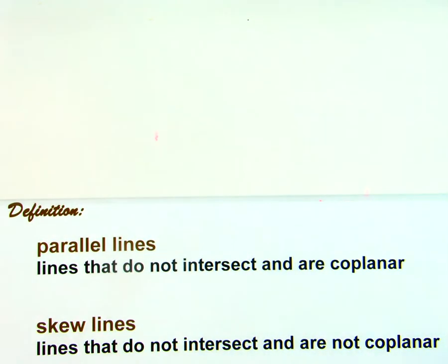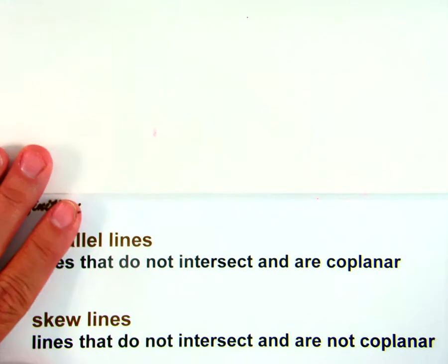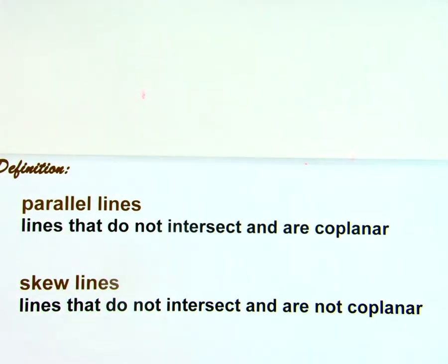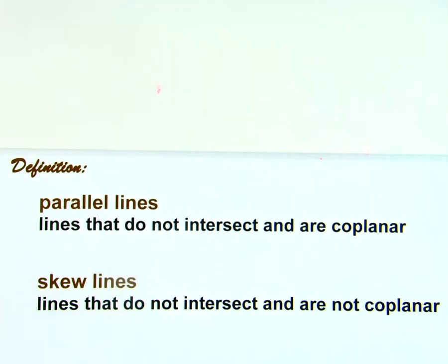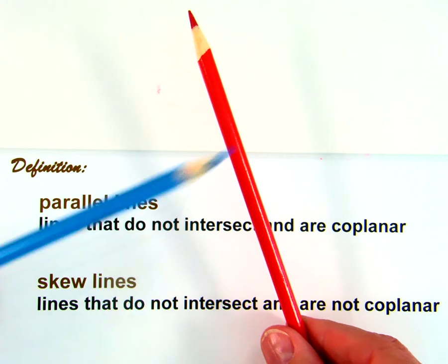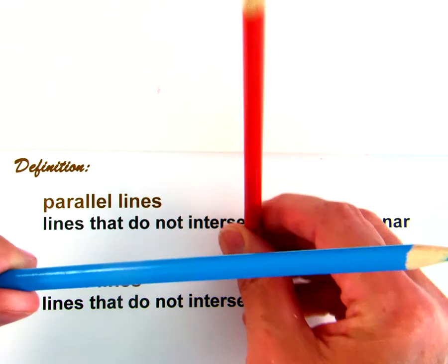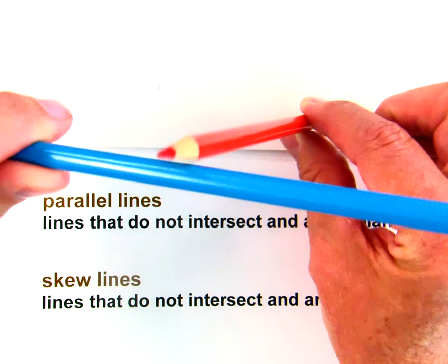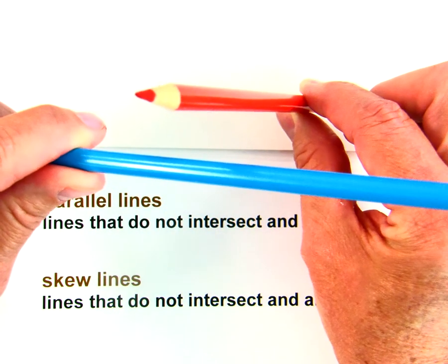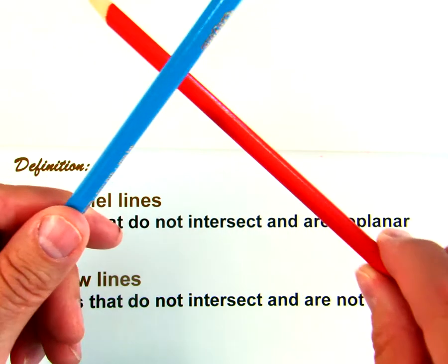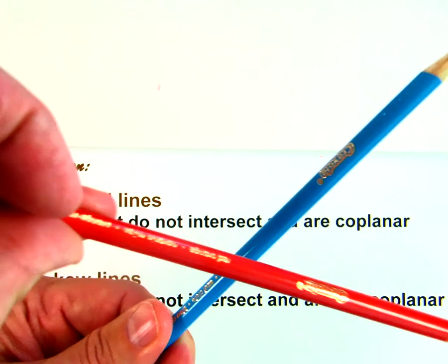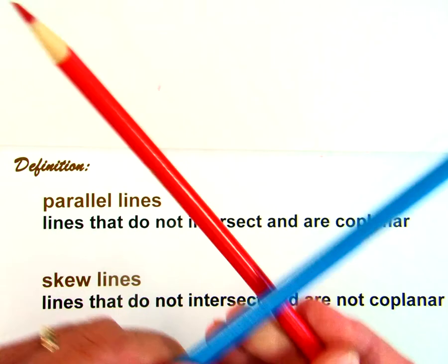Skew lines. Skew lines are in three dimensions, not merely in two on a plane. They do not intersect and they are not coplanar. So if we have a red pencil line and a blue pencil line, it looks like they intersect, but no. When I rotate it for you, you can see they're not actually intersecting. See, I'll rotate them. They come around, and you can tell they're not intersecting. They are skewed, is what we call them.